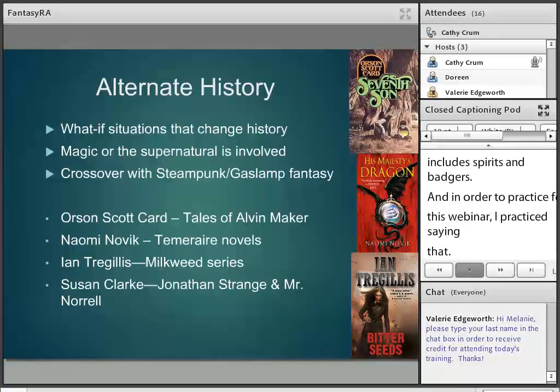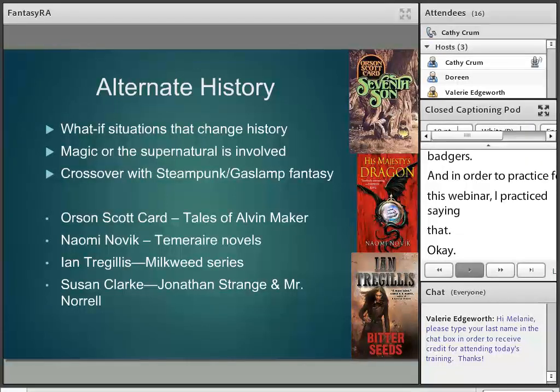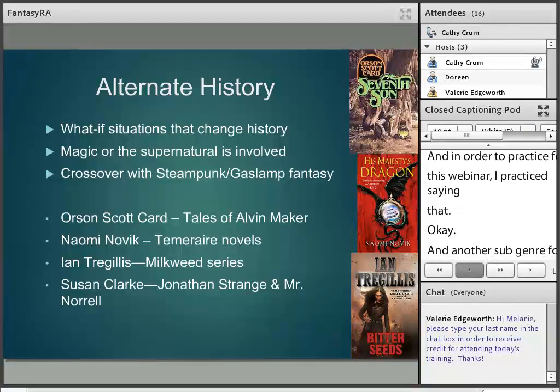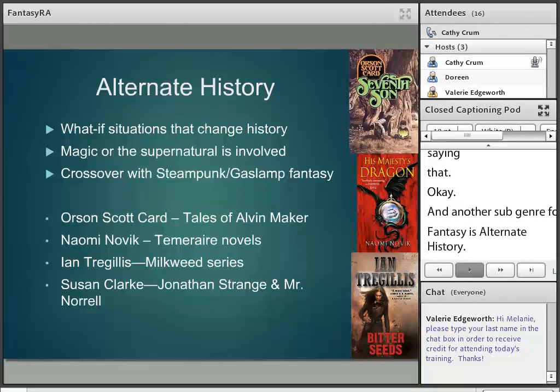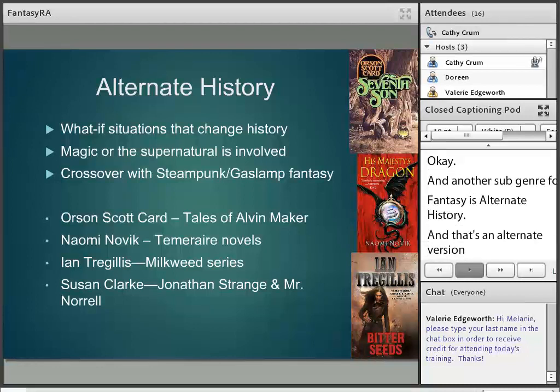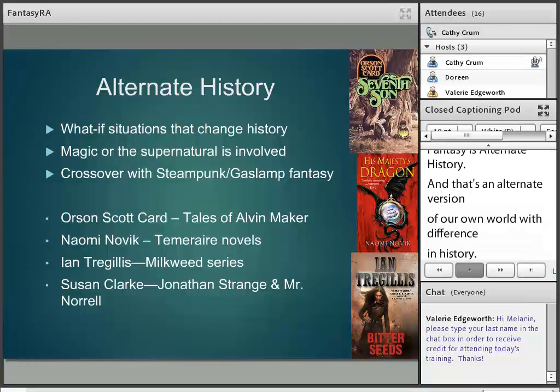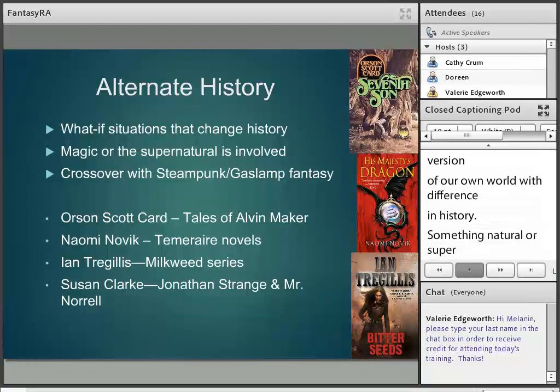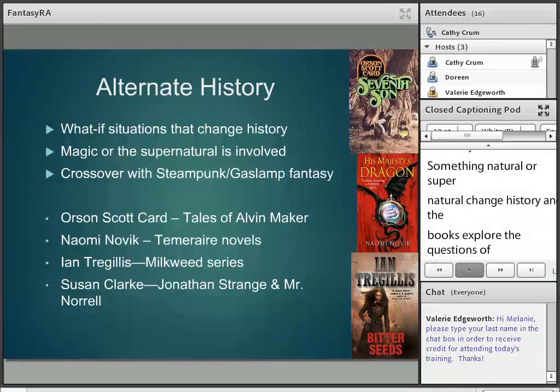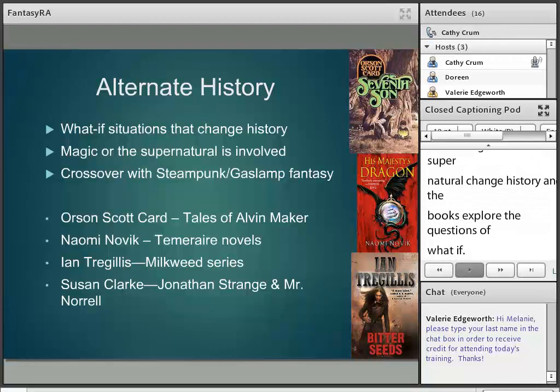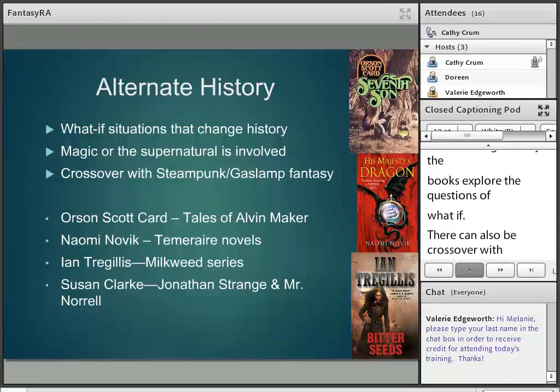All right. Okay, another subgenre for fantasy is alternate history. An alternate history is an alternate version of our own world with a difference in history. Something magical or supernatural has changed history, and these books explore the question of what if. There can also be crossover with steampunk or gaslamp fantasy, which we'll discuss in a little bit.